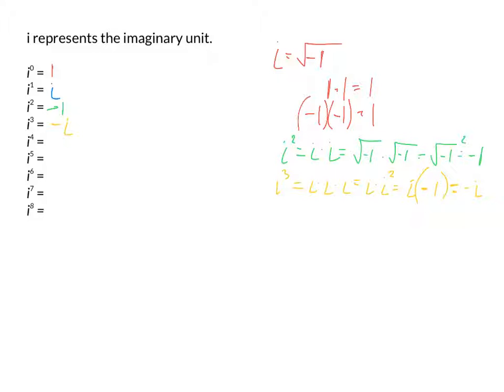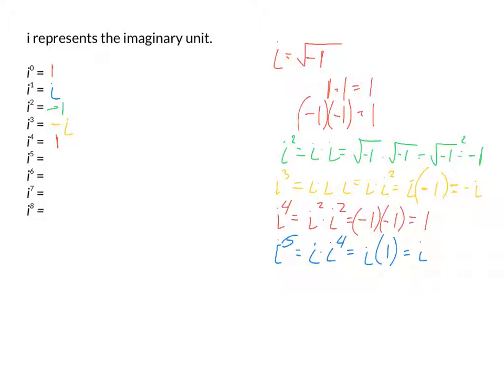How about i to the fourth? Why don't we divide it up right away? i squared times i squared, or -1 times -1, which is 1. And onward. So i to the fifth is i times i to the fourth, or it's i times, and i to the fourth was 1, so just i.